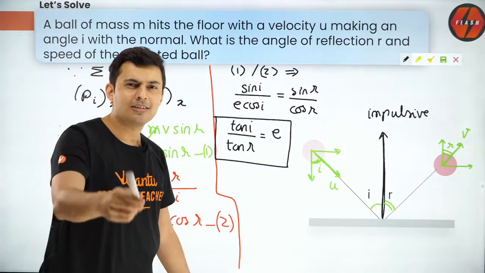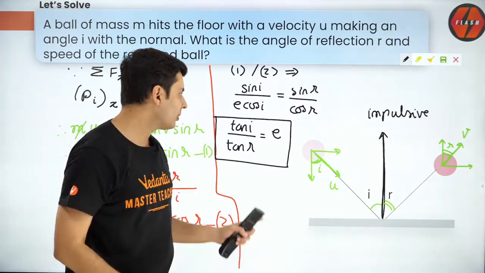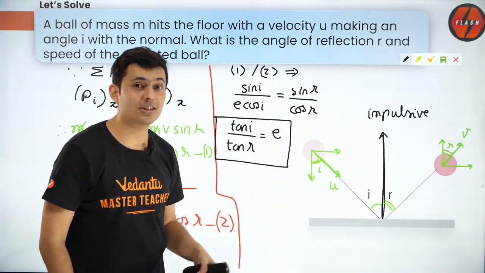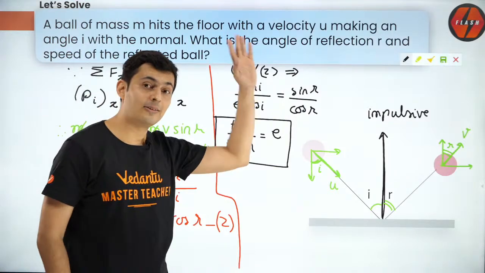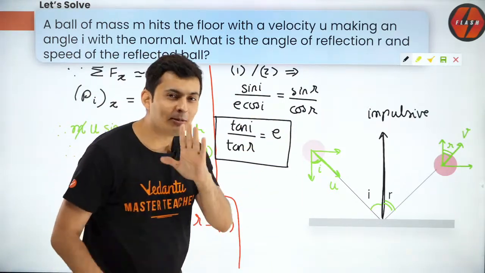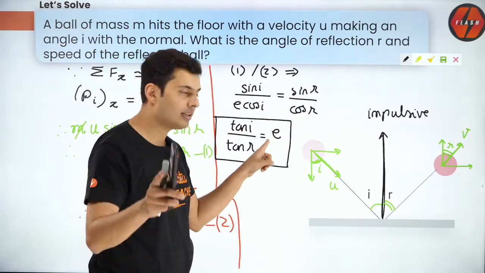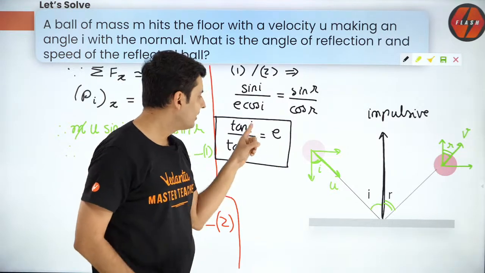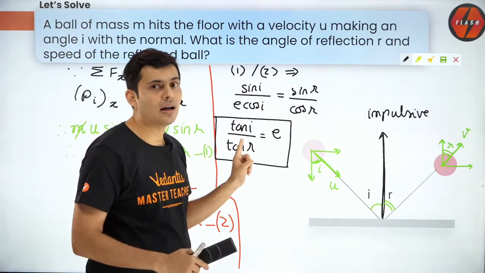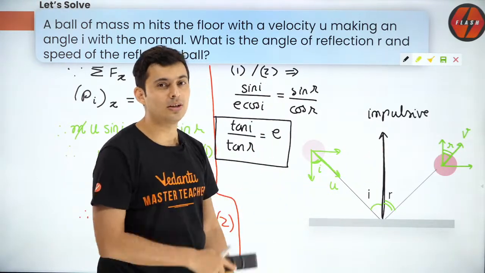Remember it. Does it look like Snell's law? Yeah, it looks like Snell's law, right? In Snell's law, sin I by sin R was the refractive index. Here it is tan I by tan R is E. And remember one thing, if the collision is elastic, that means E will be 1. Tan I will be equal to tan R. That means I will be equal to R. So angle of incidence is angle of reflection only in elastic collision.